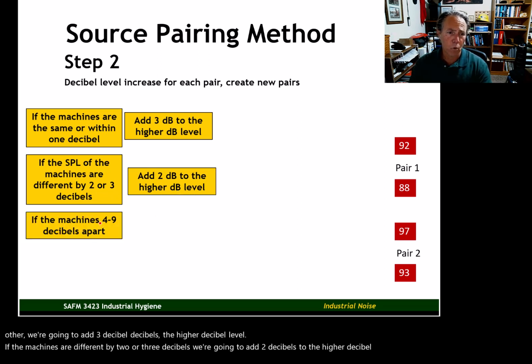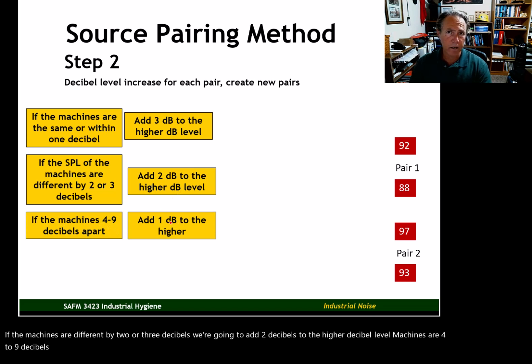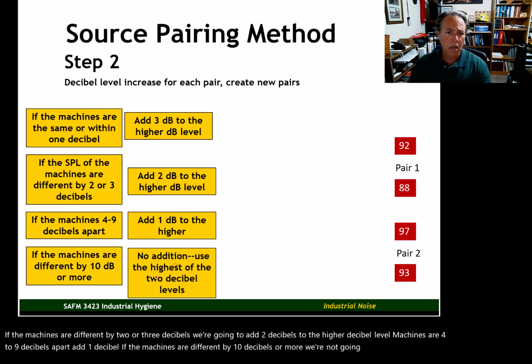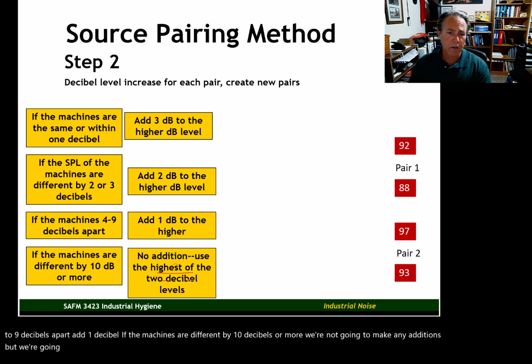Machines are 4 to 9 decibels apart, add 1 decibel. If the machines are different by 10 decibels or more, we're not going to make any additions, but we're going to use the highest of the 2 decibel levels to bring forward.